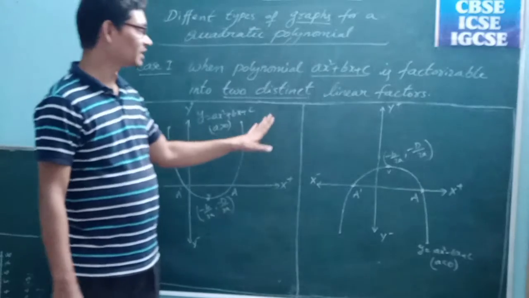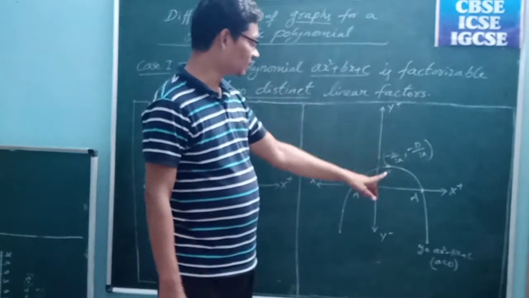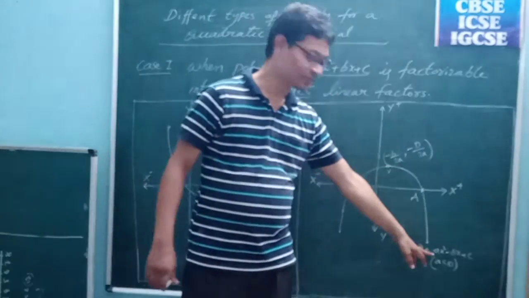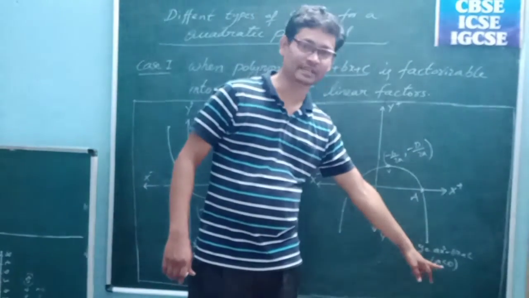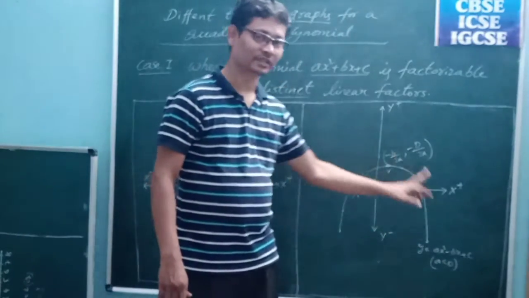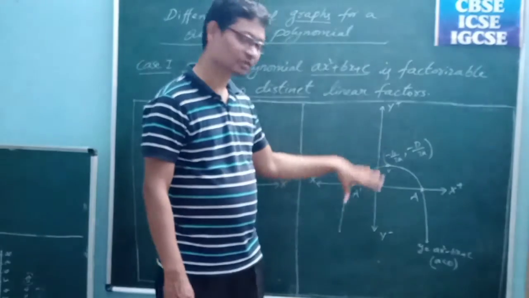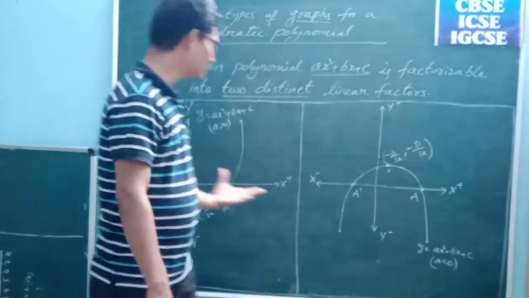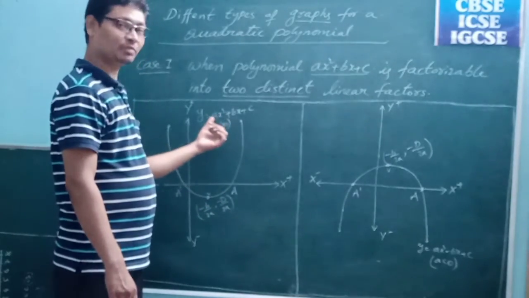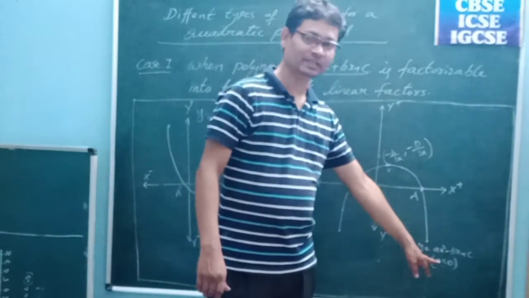So if it has two distinct linear factors and the coefficient of x square, a, is negative, if a is less than 0, in that case the parabola may be like this. So you may get an inverted parabola. That is a downward parabola, and this is an upward parabola. We get an upward parabola when the x square coefficient is positive. We get a downward parabola if the x square coefficient a is negative.